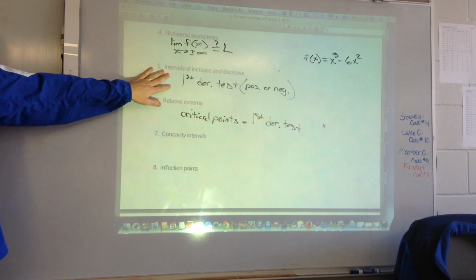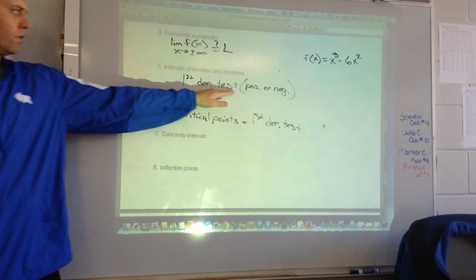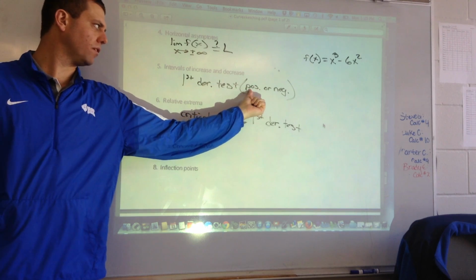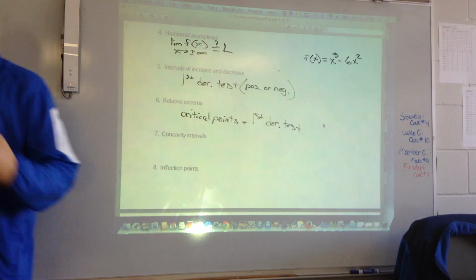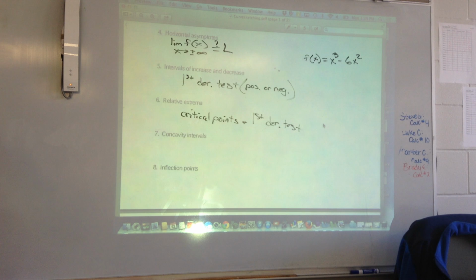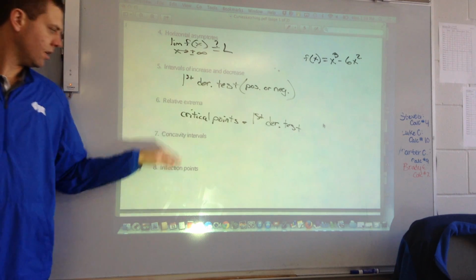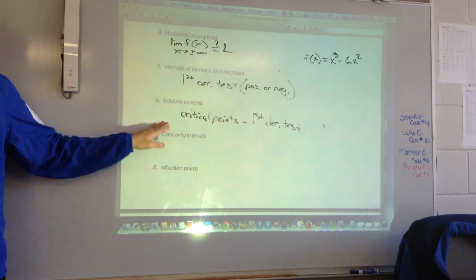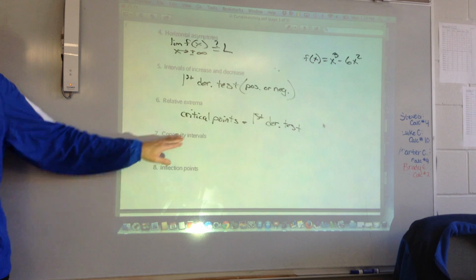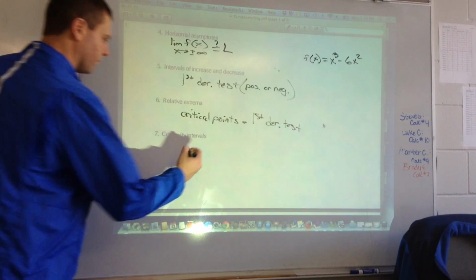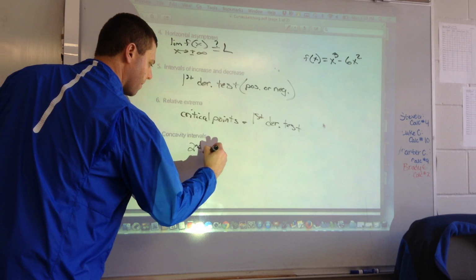Let me go back up here to make it a little more clear too. You're using the first derivative and you're checking to see if its value is positive or negative. If it's positive, it's increasing. If it's negative, it's decreasing. And very similar down here, these are using the second derivative. So again, second derivative, looking for positive or negative.